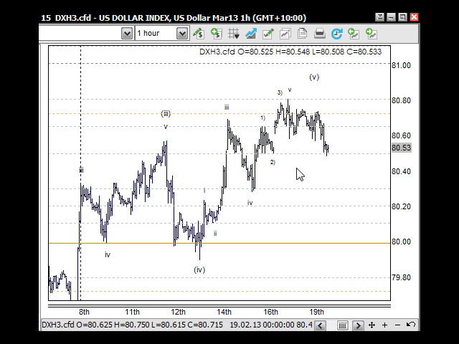Now, and that's fine, and this move through here would represent that ABC correction from that. So we do need to see a really nice, clean break to the downside here to confirm this being a top through here, and it's just not there just yet.